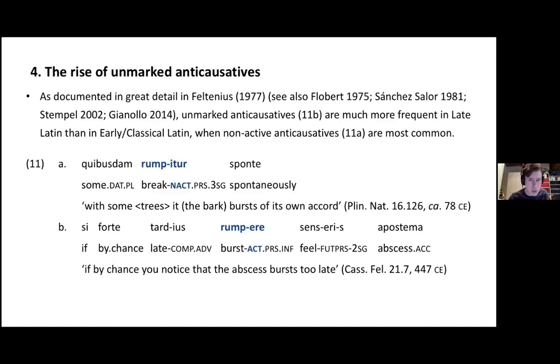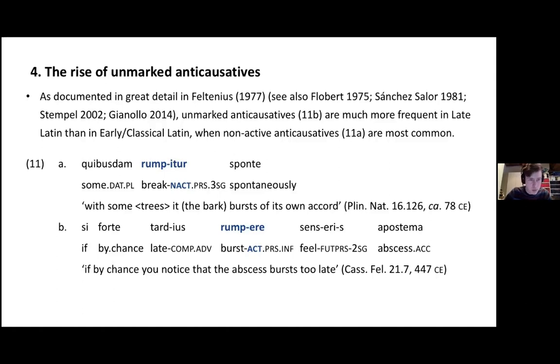In 11b, you find a slightly different, but semantically equivalent variant of the same anticausative verb, which is not marked for non-active morphology, but which comes out as an active infinitive in this case. Could have been rumpi. Now, there is a lot of work, in particular done by Feltenius in a lexicographic study from 77. The very robust generalization is that the pattern in 11a is older, and there's every reason to assume that this is indeed the one that is inherited from Proto-Indo-European.